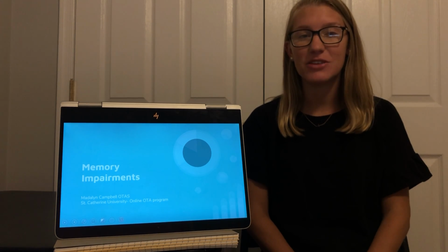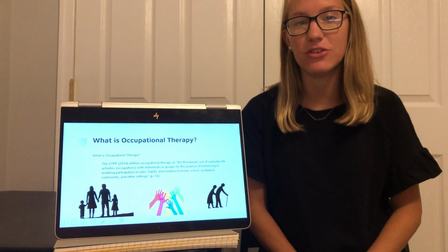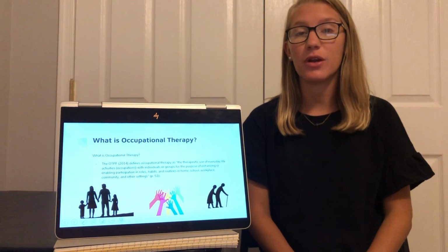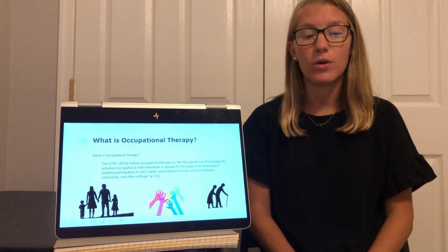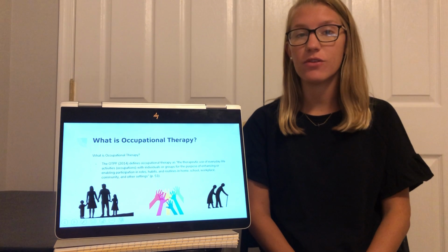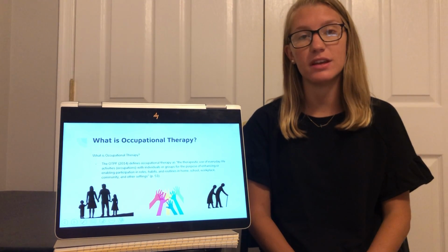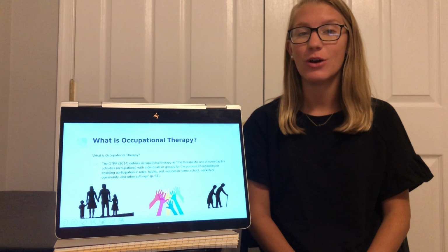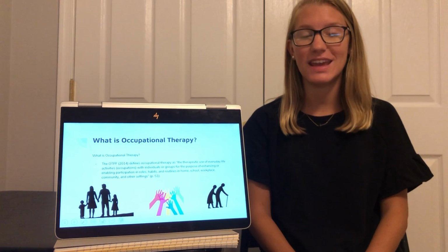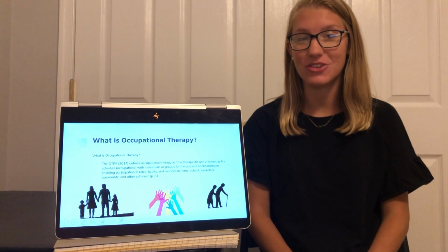So the occupational therapy practice framework defines occupational therapy as the therapeutic use of everyday life activities with individuals or groups for the purpose of enhancing or enabling participation in roles, habits, or routines in home, school, workplace, community, and other settings. Now, that's a really wordy definition.